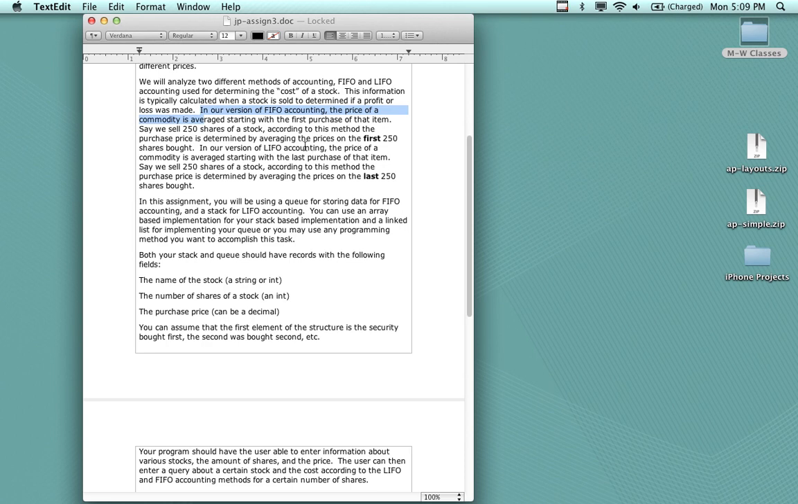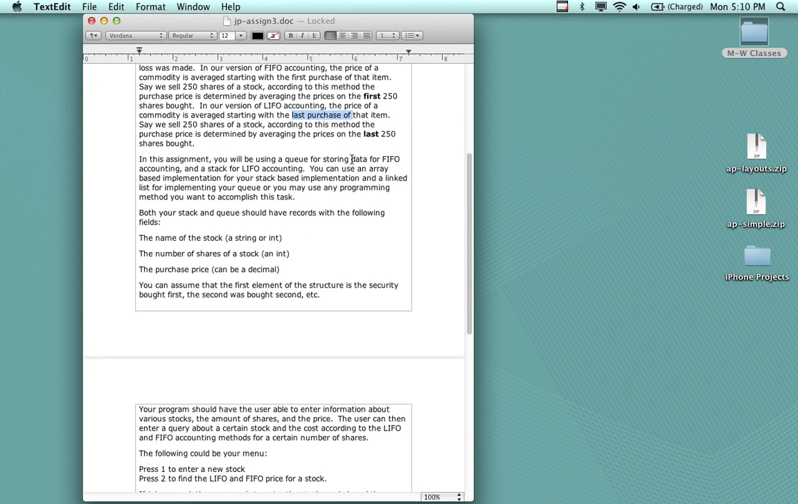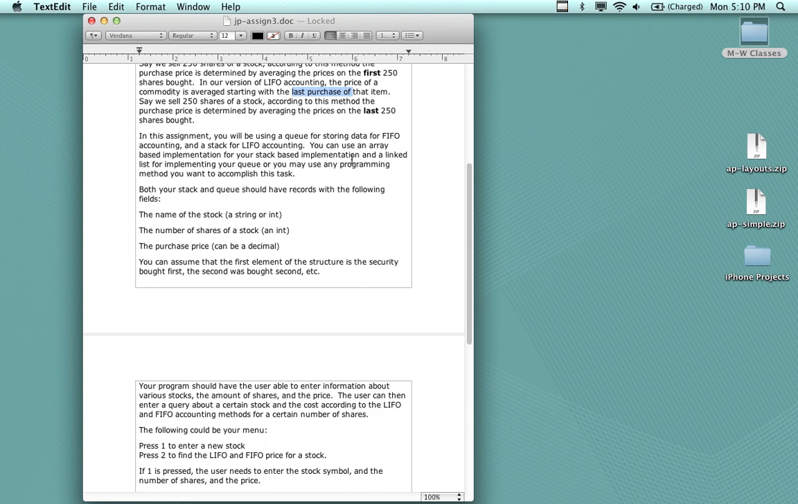Let's say, for example, in a particular version of last in, first out accounting, the price of the commodity is averaged starting with the last purchase of that particular item instead of the first purchase. Sort of like regular old inventory. So say you sell 250 shares of stock according to the method. The purchase price is determined by averaging the last 250 shares.